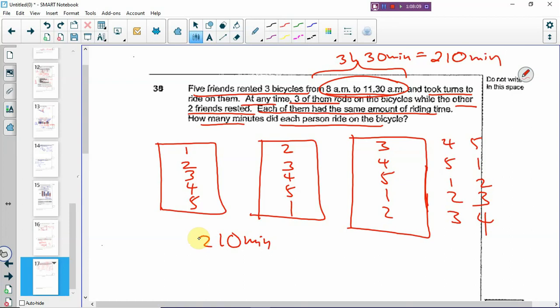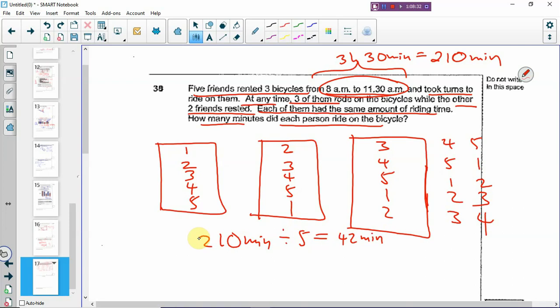Each person. So you have to divide by 5, because there are 5 persons, right? So divide by 5 to get how long one person rides. So 210 divided by 5, you will find that each person will ride 42 minutes at any one time. So when a person rides on a bicycle, how long does it take? Which is 42 minutes for one time.